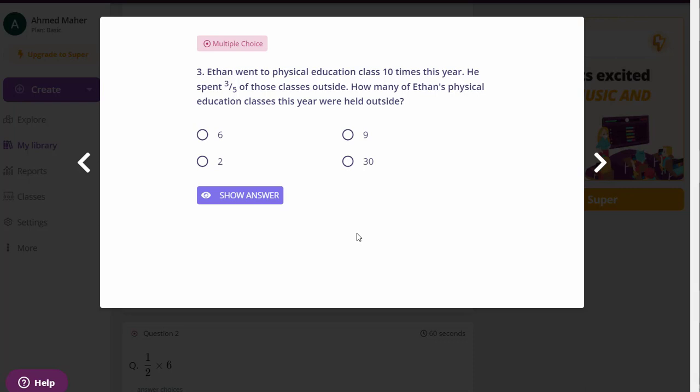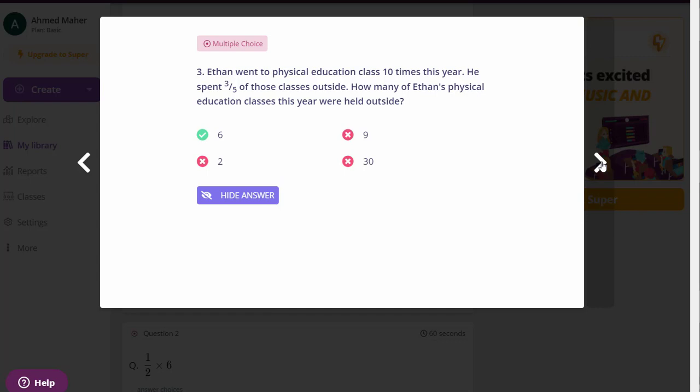Ethan went to physical education class 10 times this year. He spent 3/5 of those classes outside. How many of Ethan's physical education classes this year were held outside? So we need to multiply 10 by 3/5. It will be 30 over 5. When you make it a mixed number, 30 divided by 5 equals 6. Any problems?